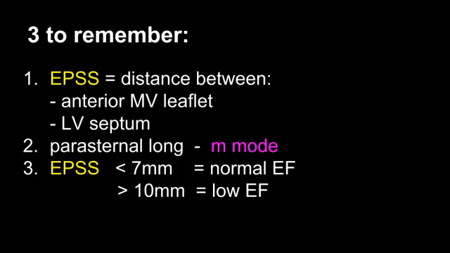So let's review. EPSS, it's the distance between the anterior mitral valve leaflet and the septum. You're going to be doing this in parasternal long view, and make sure to use your M mode to measure it out. If you have an EPSS less than 7 millimeters, that is normal EF. And if you have it greater than 10 or 1 centimeter, you have a low EF.